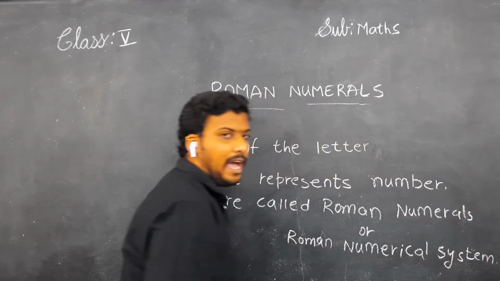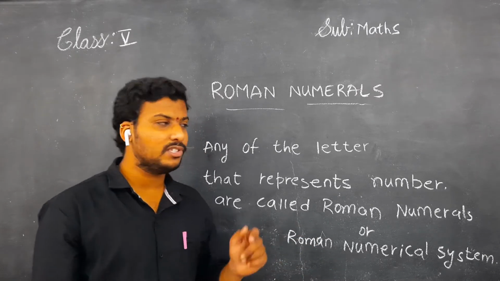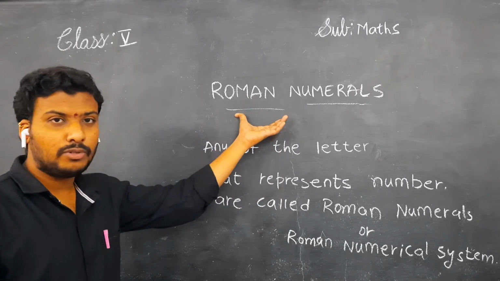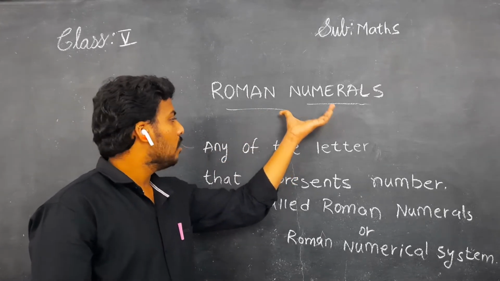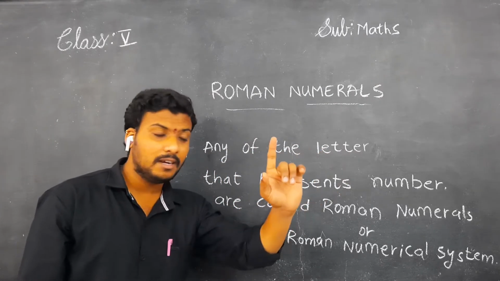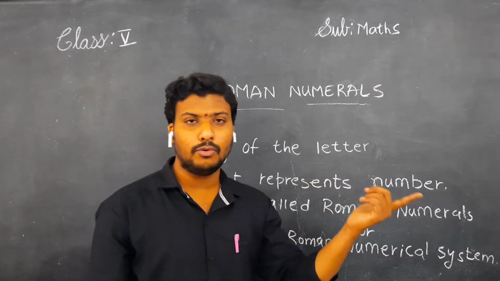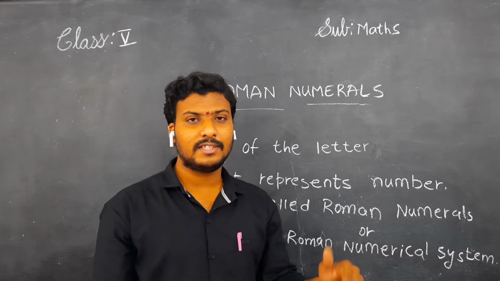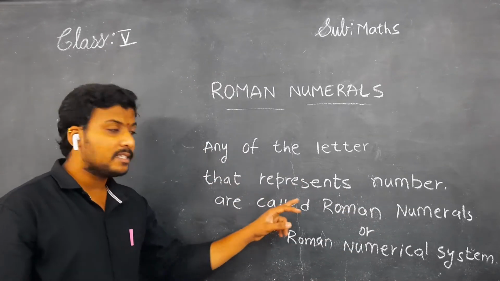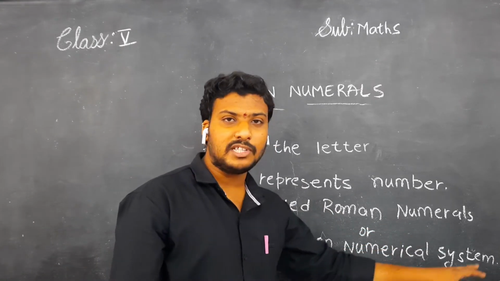Children, we have the Hindu Arabic number system, and the Roman one comes from a different country, Rome. They use letters to represent numbers. We directly represent numbers like 1, 2, 3, 4, 5, 6, 7, 8, but any of the letters that represent numbers are called Roman numerals or the Roman numerical system, children.